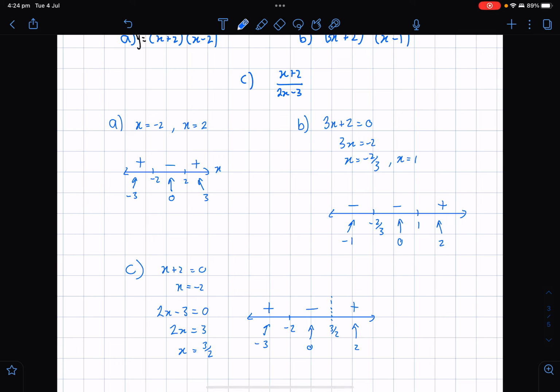Now, I am missing my little x's on all of these. Make sure you put that correct notation in.